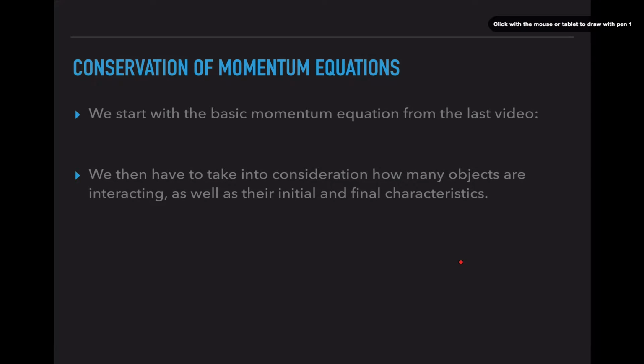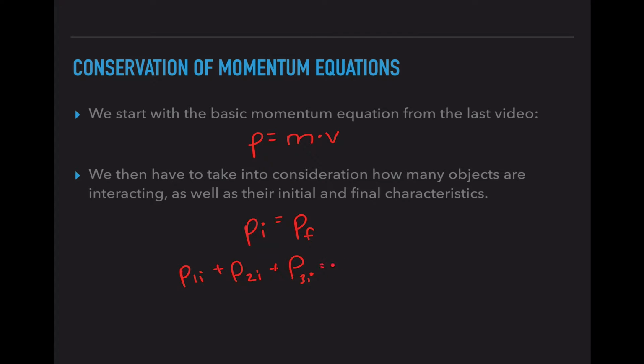So we're going to start with the basic momentum equation from the last video, and that equation is P equals m times v. Then we have to take into consideration how many objects are interacting, as well as their initial and final characteristics. So the initial momentum has to equal the final momentum. But what if you have three things colliding? That means the initial of object 1 and the initial of object 2 and the initial of object 3 have to equal the final of object 1 plus the final of object 2 plus the final of object 3.